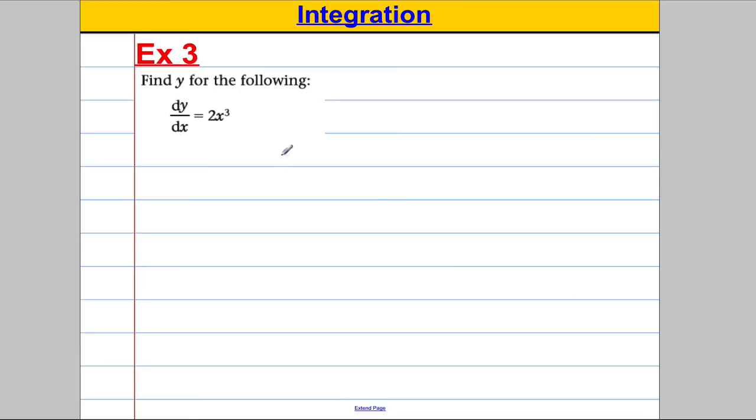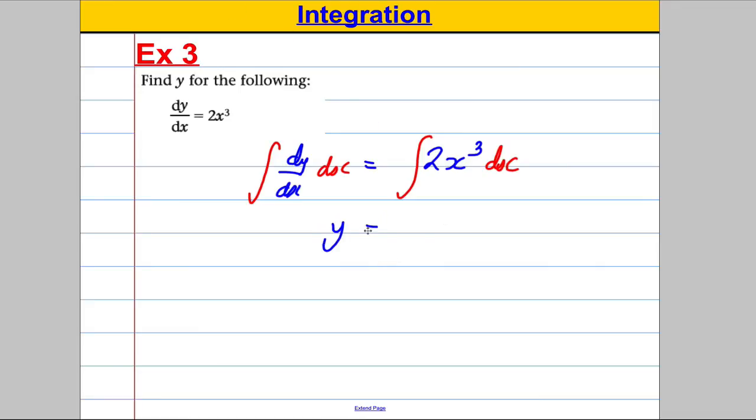Okay, next one. dy by dx is 2x cubed. Let's integrate. So giving us plenty of space, dy by dx is equal to 2x cubed. I'm going to integrate both sides with respect to x. This side I'm clearly going to get y, like I always do. This side, keep the 2 there, add 1 to the power, make it 4, divide by that 4, we'll just divide the 2 by the 4, and add your constant. But you must simplify your fractions.